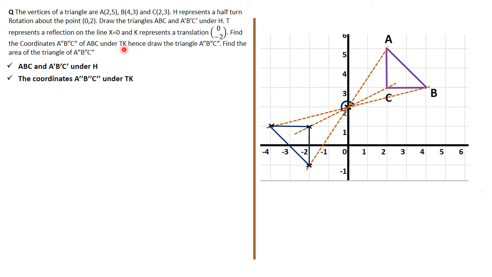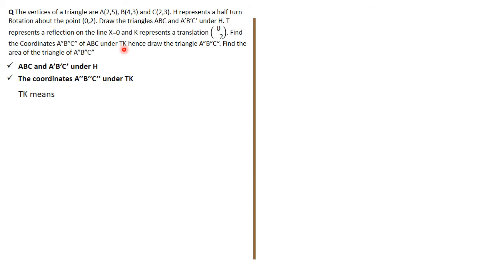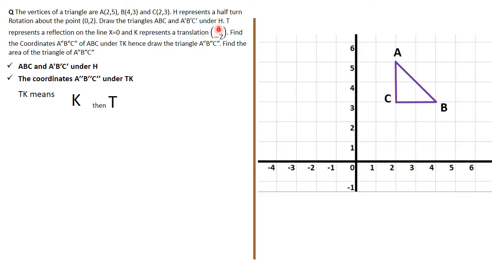So the coordinates of the second image, A prime, A double prime, B double prime, C double prime, are TK. Let me say this: since we are doing a successive transformation, TK means K is performed, then T, strictly in that order. Now, K was a translation of 0, negative 2. The translation vector is 0, negative 2.